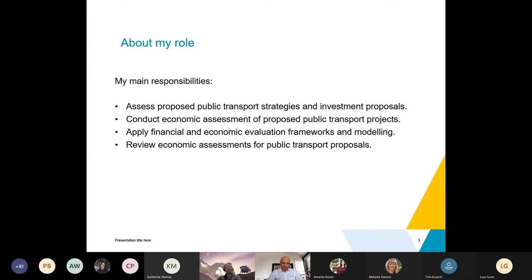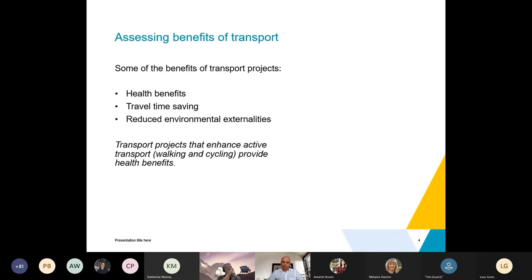So my main responsibilities are that I assess proposed public transport strategies and investment proposals, and also conduct economic assessment of proposed public transport projects. And for that, I apply financial and economic valuation frameworks. The other thing is that we also review economic assessments for public transport proposals. And for these economic assessments, we are looking at measuring different benefits. These benefits of transport projects could be health benefits, travel time savings, and reduced environmental externalities as examples. For example, a big important part of a transport project could be that it reduces travel time. And we recognize that transport projects that enhance active transport provide health benefits, and it's important to measure these health benefits correctly.